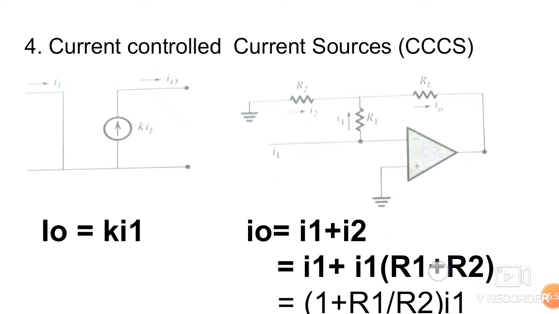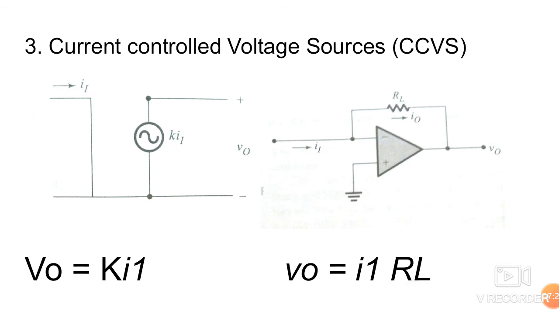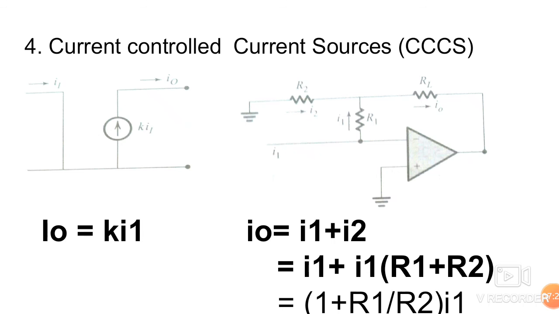This plus is in fact, sorry friends, this is division. So treat this plus sign as division sign. So we can write I1 common, so 1 plus R1 upon R2 into I1. So I naught is equal to 1 plus R1 upon R2 into I1. So output current I naught is equal to K times I1, where K is equal to 1 plus R1 upon R2. So this is a current controlled current source.